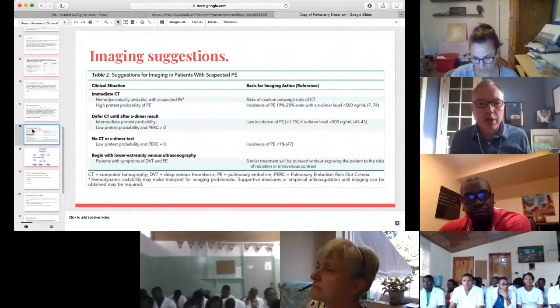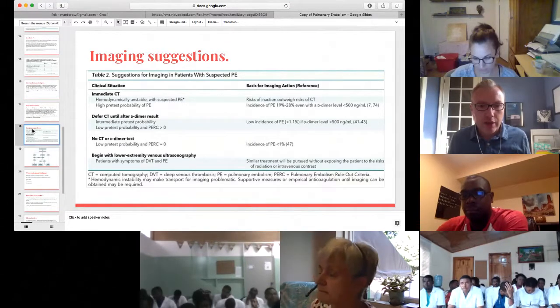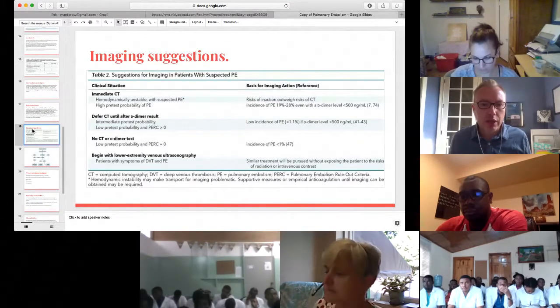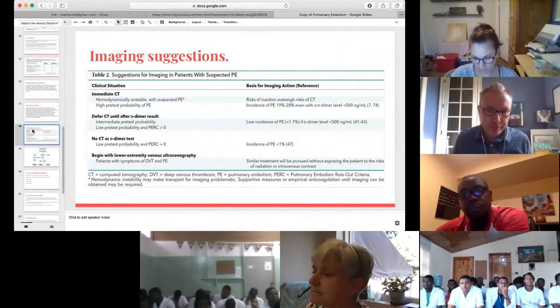And the other 2 things that we use are echocardiograms to look at the right ventricle sometimes, as we talked about, and then lower extremity venous ultrasonography to look for presence or absence of clot in the lower extremity.